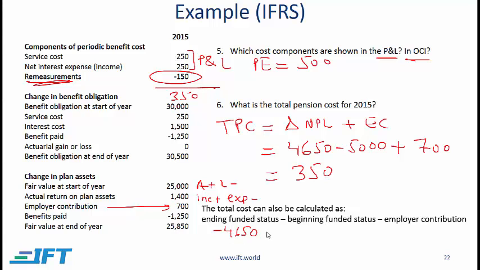4,650 minus the beginning funded status, which again is negative because it's a liability, so minus 5,000, and then minus 700. So this is going to give minus 350, and in this convention an expense is negative, so minus 350 means an expense of 350. So either way we get the same answer.